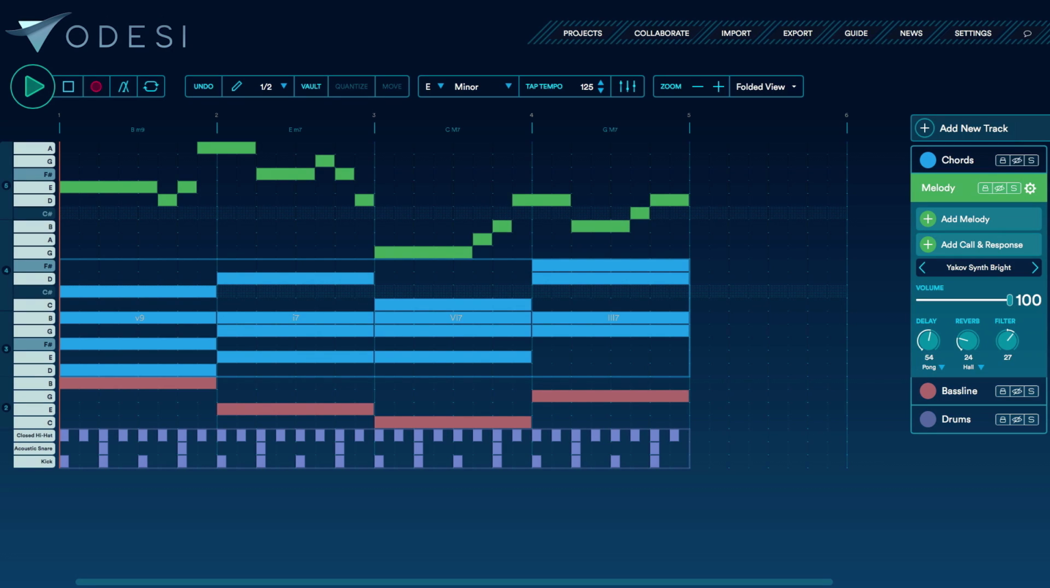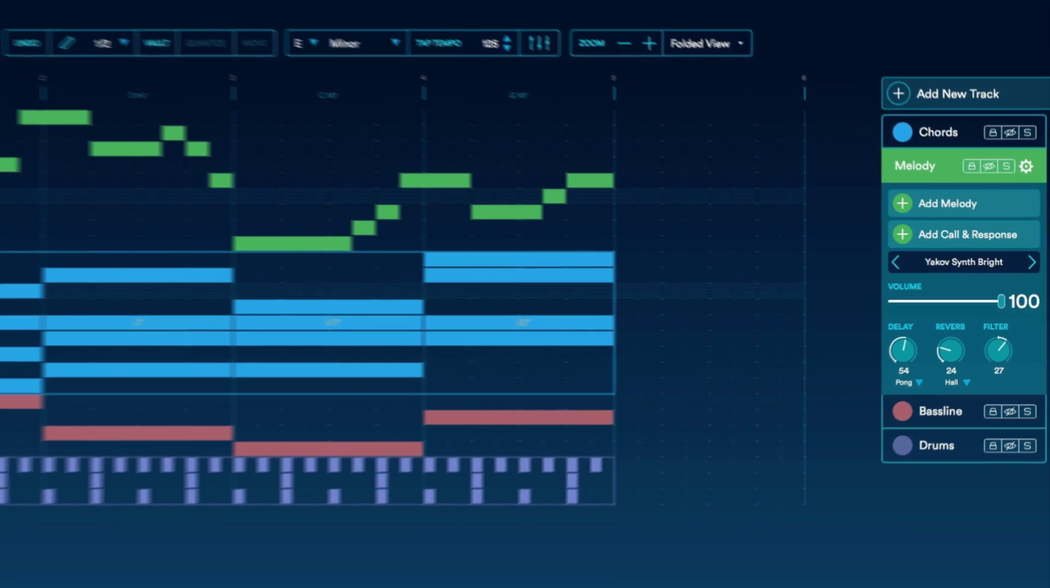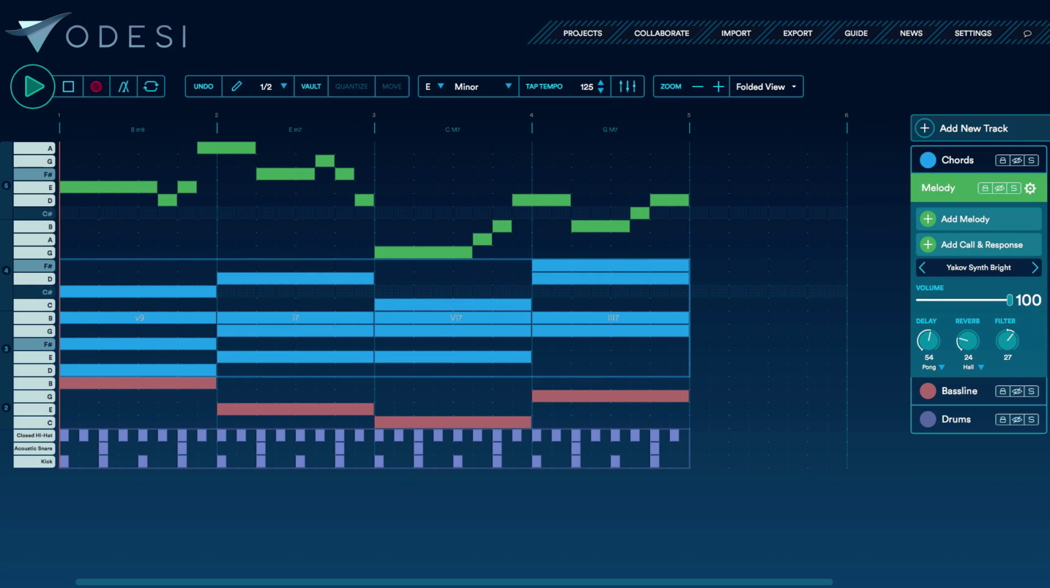Odesi 2.0 now has powerful tools to help you write catchy melodies and hooks. In the next two videos, we'll dive into how to use both the melody generator and the call and response feature. However, let's take some time to talk about what makes a good melody in the first place.